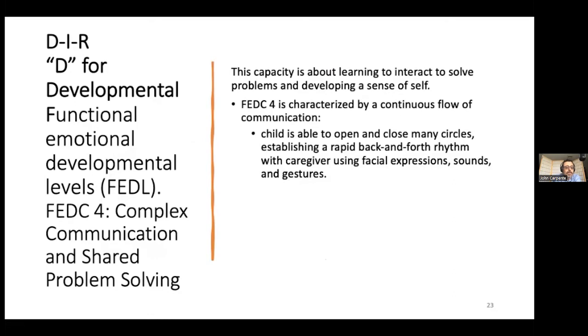So level 4, so we already talked about self-regulation, level 1, engagement, level 2, two-way purposeful communication, level 3, and now level 4, complex communication and shared problem solving. So this capacity is all about learning to interact while solving problems. In this sense, the child is developing a sense of self too, because now he or she realizes they have an impact in the world. So their ability for cause and effect relationships is starting to happen now.